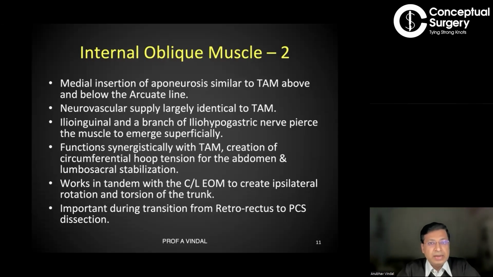It is supplied by the iliohypogastric nerve and the ilioinguinal nerve, and it functions synergistically with the transversus abdominis muscle. It also, like I said, works in tandem with the contralateral external oblique muscle to cause ipsilateral rotation and torsion of the trunk and stabilization of the trunk.